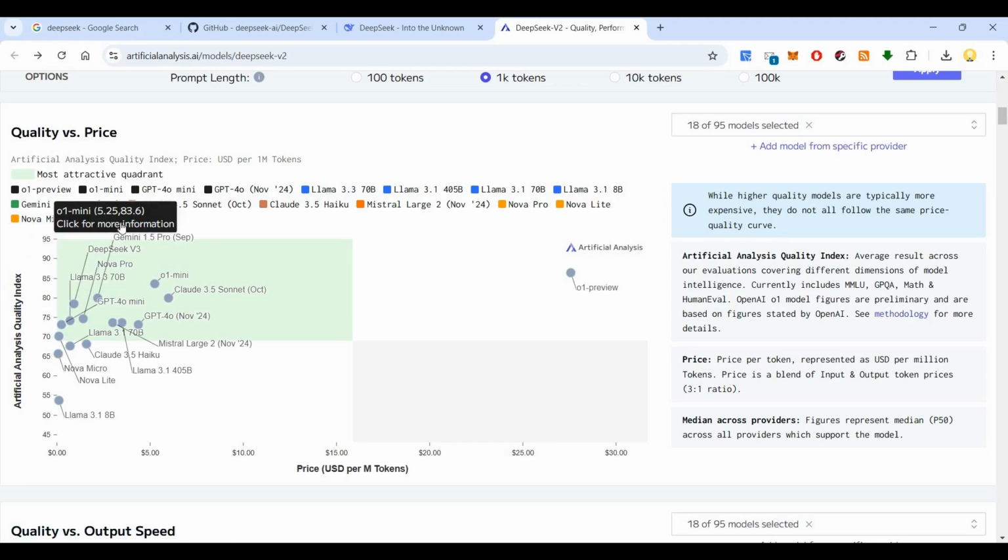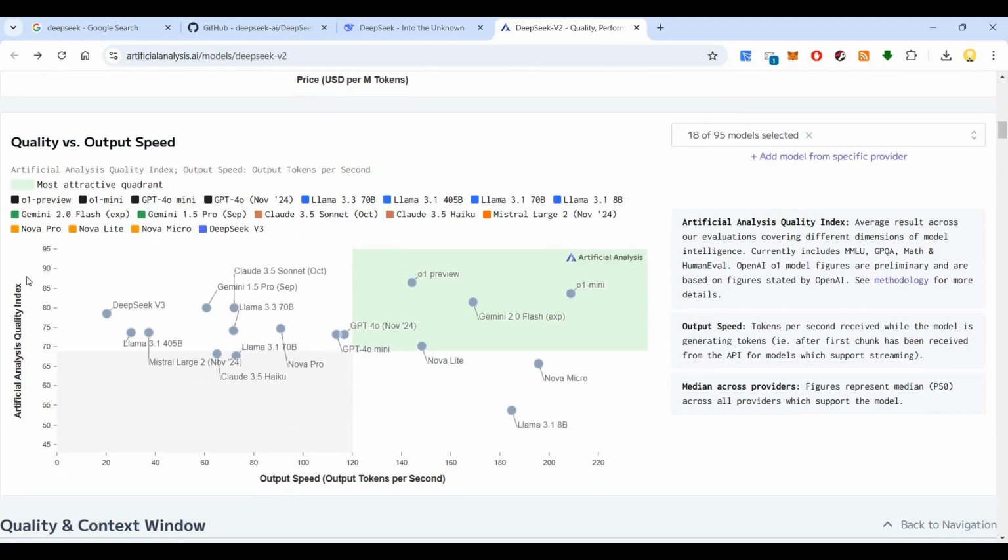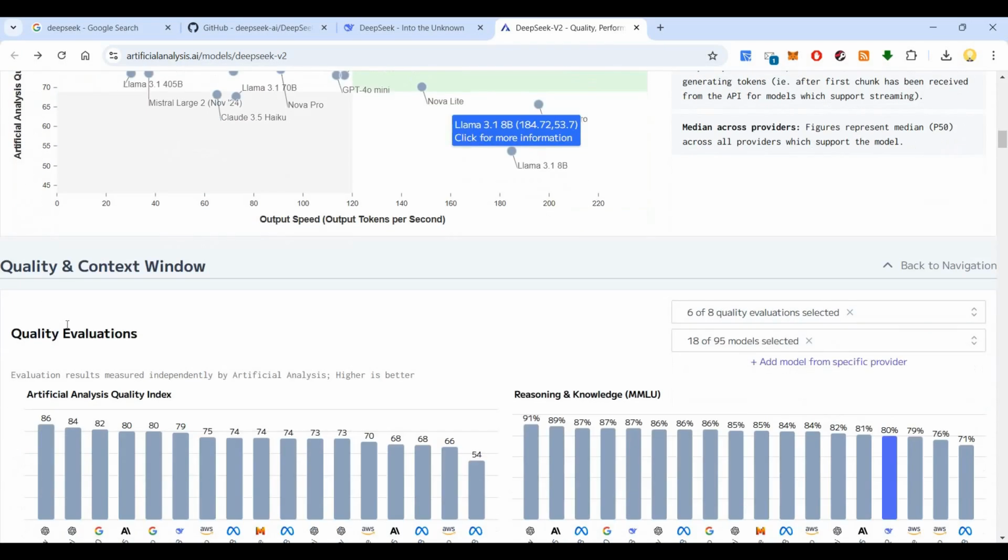Apart from this, we have Gemini 1.5, but it is still not as cost effective as Llama 3 and DeepSeek. Looking at quality versus output speed, this is the quality index and this is the output speed. DeepSeek is a little bit slower, but its quality is still on a higher side compared to something like Llama, which has been existing for quite a while.